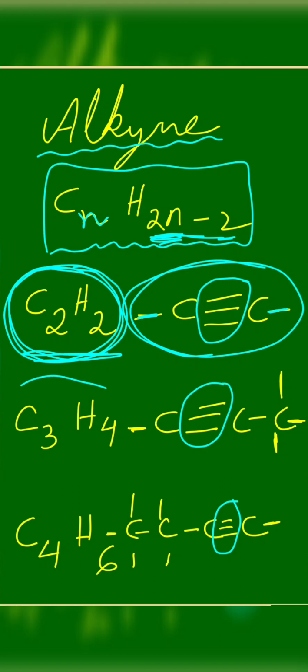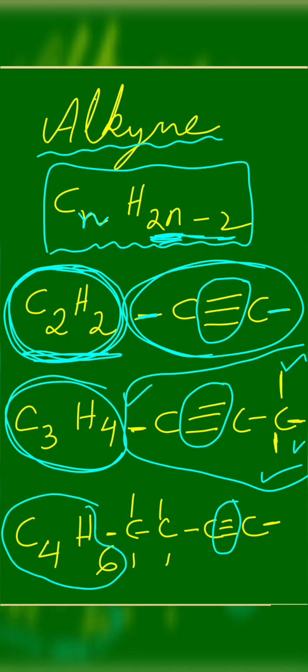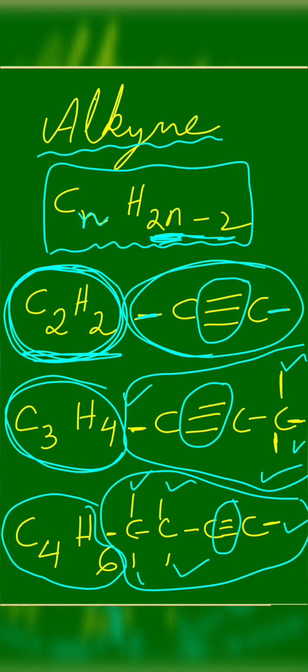Let's see the next one. Propyne. This one, propyne. C3H4. Here you can count 1, 2, 3 and 4. H4. So the structural formula of propyne is this one. And next one, butyne. C4H6. This is the structural formula. You can count the hydrogen, 1, 2, 3, 4, 5 and 6. C4H6.